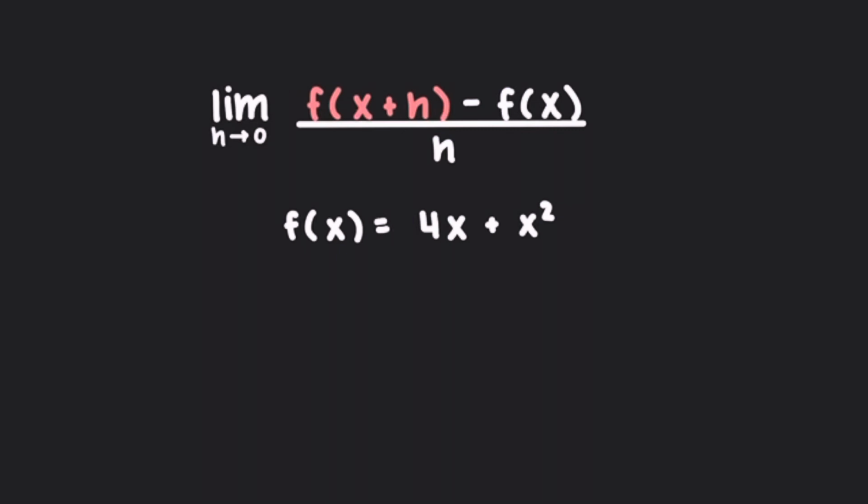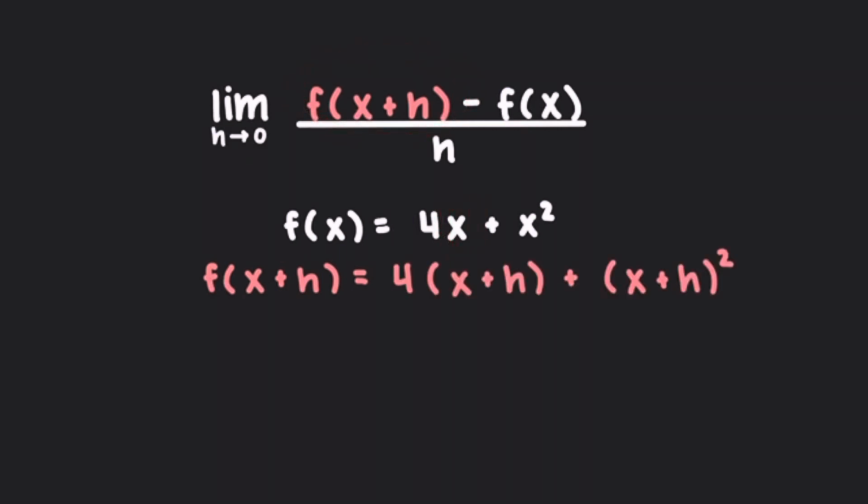You need to turn this f of x into f of x plus h. Well, how do you do that? Step number 1 is you put parentheses wherever you see an x in the function. Just around the x, not around anything outside of the x. Then wherever you see x, you're going to plug in x plus h. And that's how you're going to get your f of x plus h here.